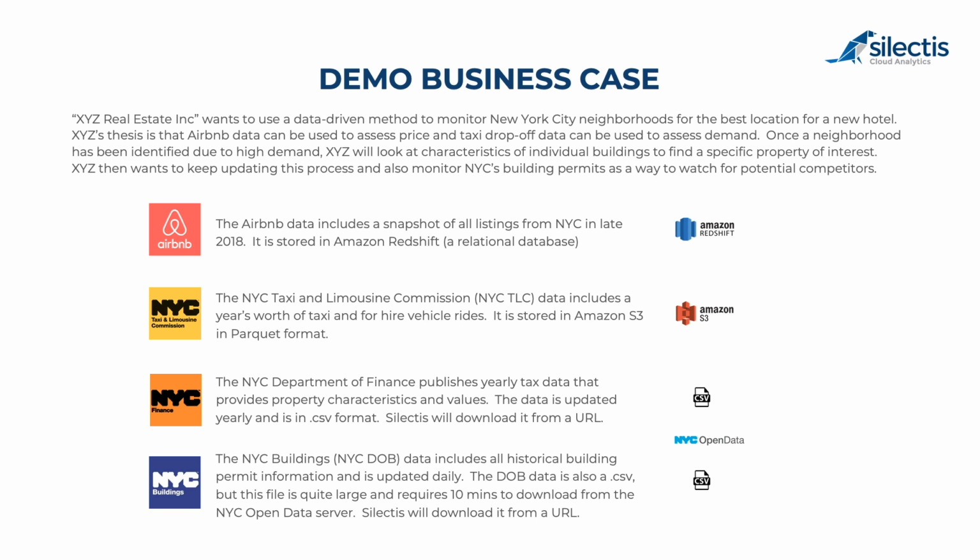And they're going to use a couple different data sets that they're going to join together in Magpie to do that. So first, they're going to use some Airbnb listing data to assess relative price of hotel rooms in different New York City neighborhoods. They're also going to use taxi data from the New York City Taxi and Limousine Commission to assess popularity of different neighborhoods. And by joining those two things together, they're going to get an idea of where they should be looking to place their new hotel.